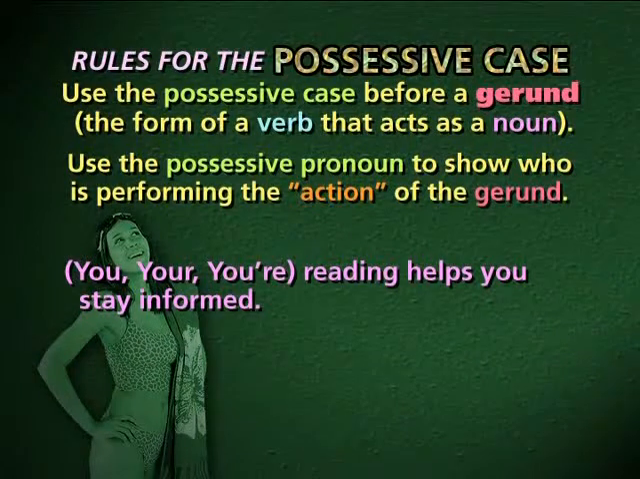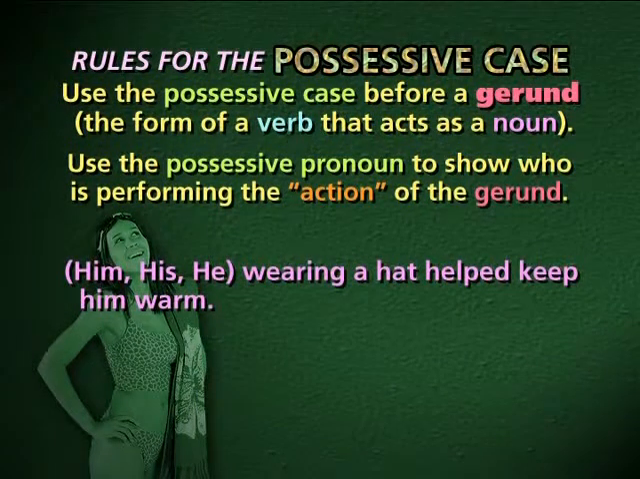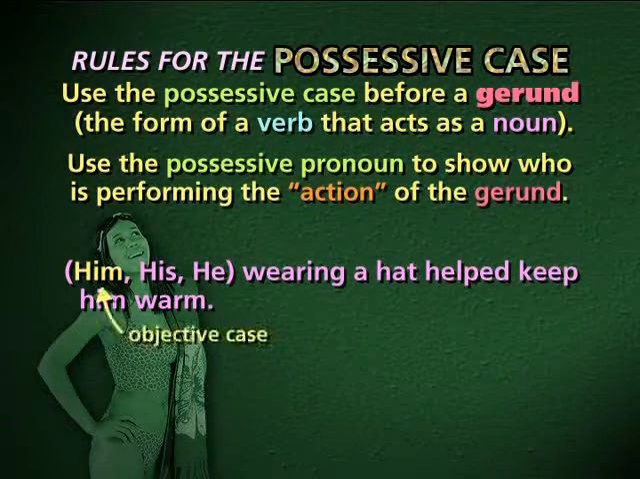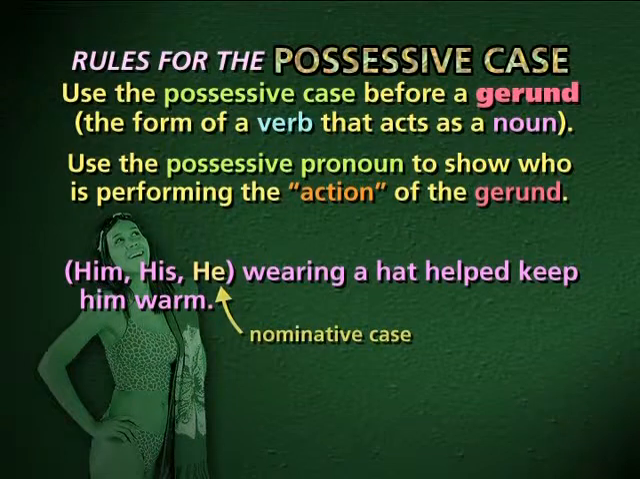So I know I don't want the nominative. I know I don't want the objective. I know I want the possessive because I have the gerund there, reading. So the correct answer is your. Number 2, I have him, his, or he. Well, him is in the objective, his is the possessive, he is the nominative.